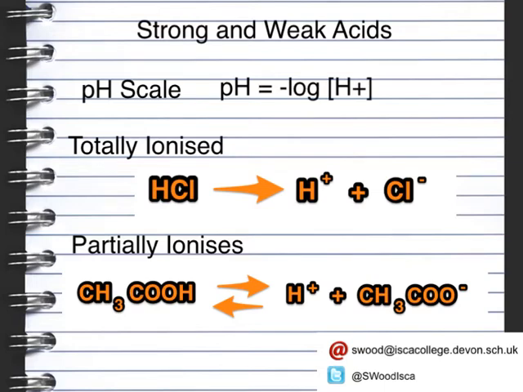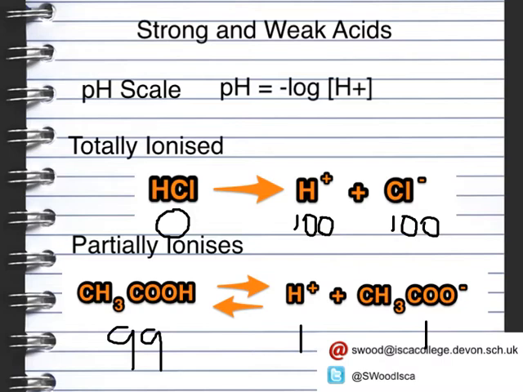Now, to get an understanding of this, if we were to have 100 particles of each, when you add the hydrochloric acid, there would be 0 of these particles and 100 of these and 100 of these, because it's completely ionized to give those ions. Whereas if you had 100 of the ethanoic acid, there would be 99 of these and 1 of these and 1 of these. So you can see that the equilibrium is very heavy in the left hand direction. So it's more to the left on this one.